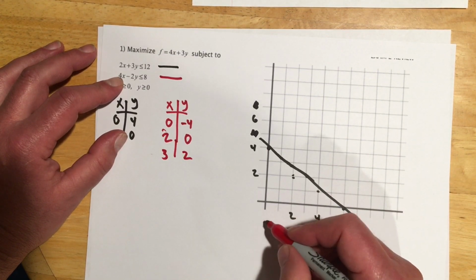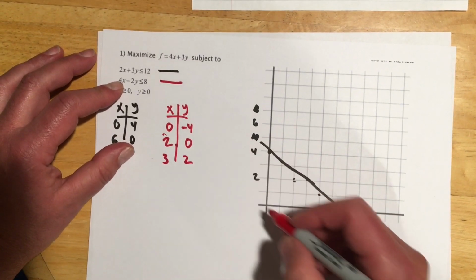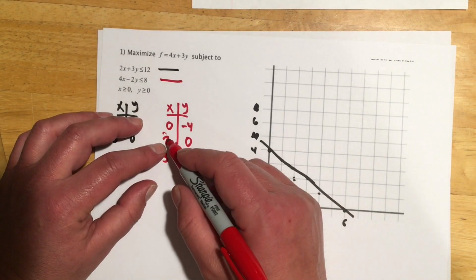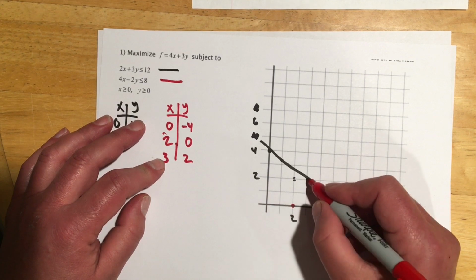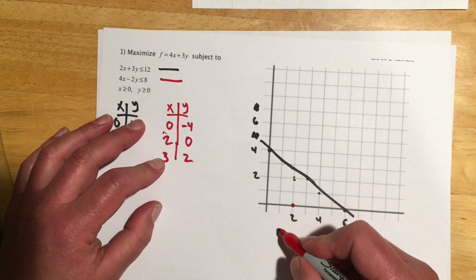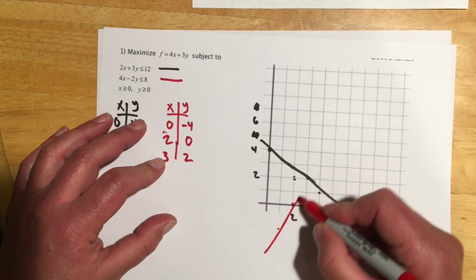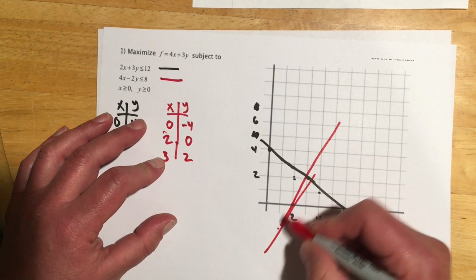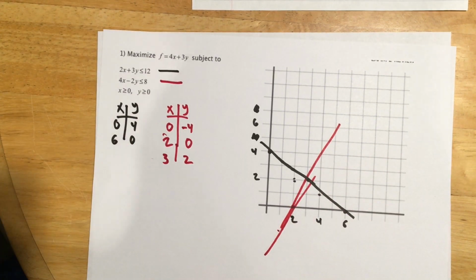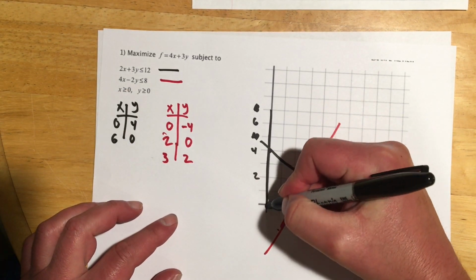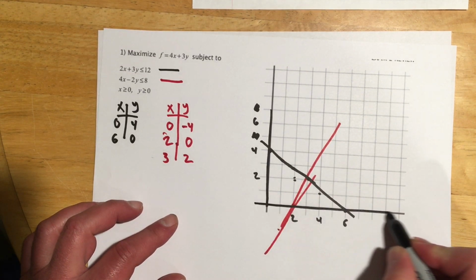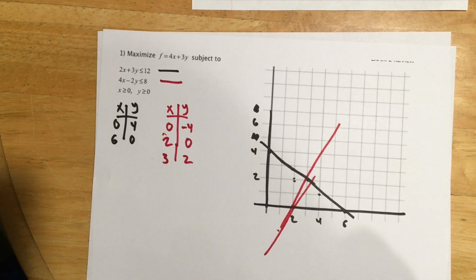I could draw this further and just do little hash marks, but I just thought I'd grab another point. So when x is 2, y is 0. And then when x is 3, y is 2. And so I'm getting a line that looks like that. And then we also have x greater than 0 and y greater than 0. So that's going to keep us in the first quadrant. So we get this. And sorry, my graph's a little messy there.